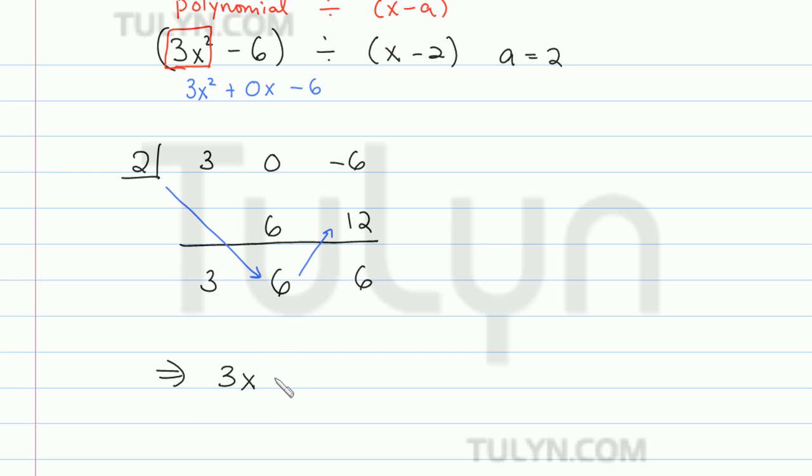So then the next term is going to be our constant term, and then this final term here is our remainder. And how we write our remainder, remember, is the remainder term over the divisor. So 6 over x minus 2. And this is equal to 3x squared minus 6 over x minus 2.